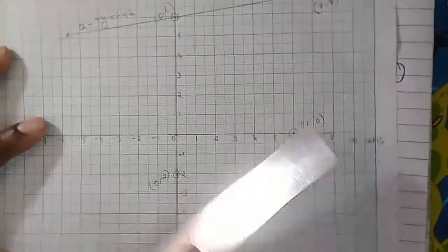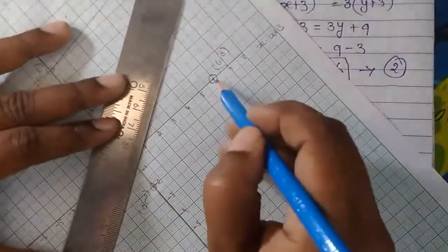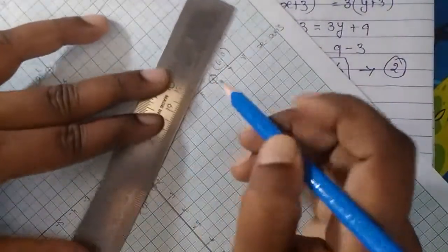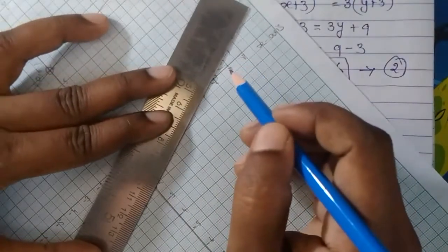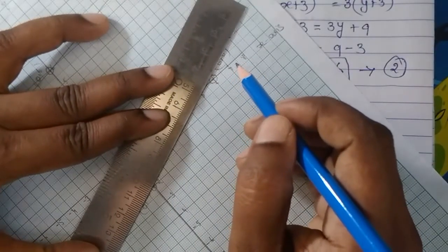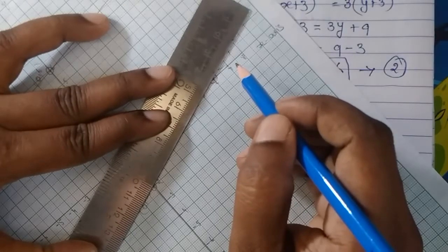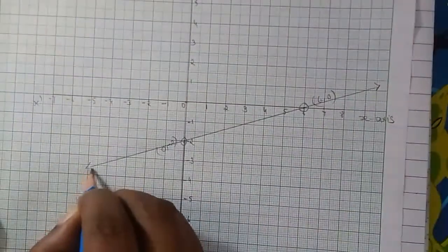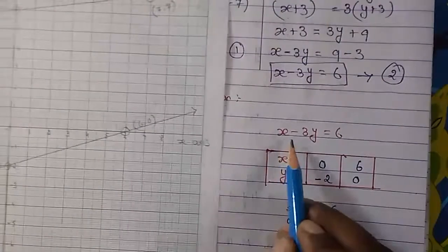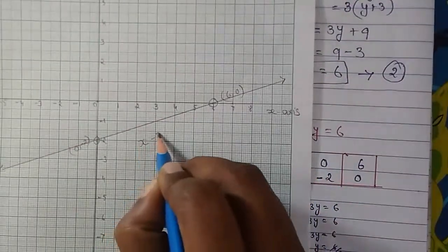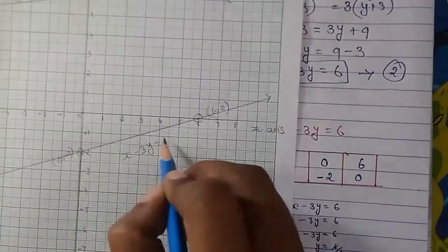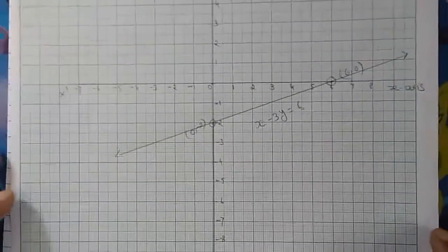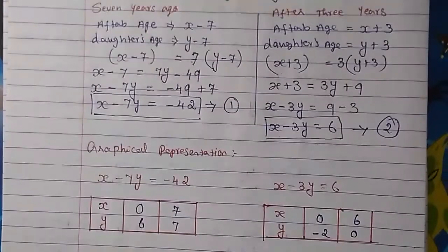These points you have to write, coordinates compulsory you have to write. Now join both these points. So this equation is of x minus 3y equal to 6. So we have represented graphically and we have represented algebraically.